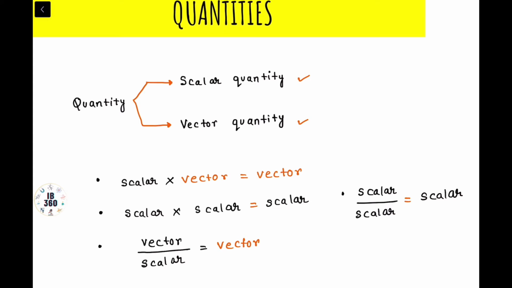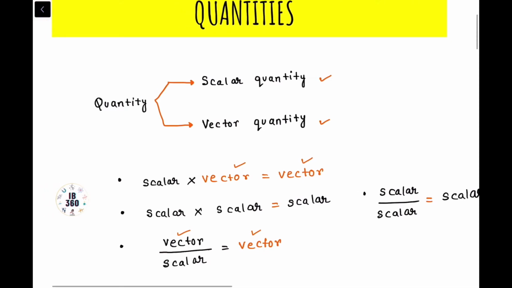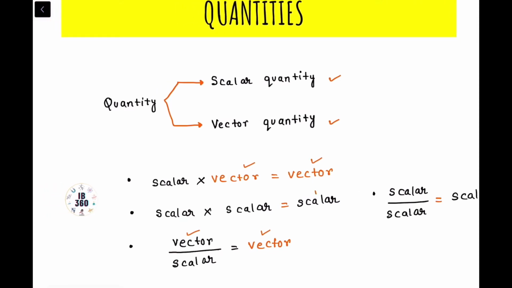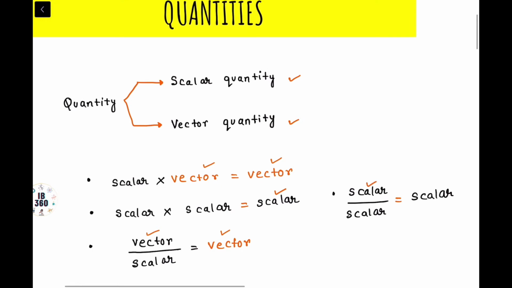Whenever a vector is involved, on the result side we'll get a vector only, in the division also, in the multiplication also. See over here, a vector is involved in the division, so we get a vector. The multiplication of two scalar quantities will be a scalar, and the division of two scalar quantities will be a scalar. I just want you to know these facts before proceeding because they will come very handy.